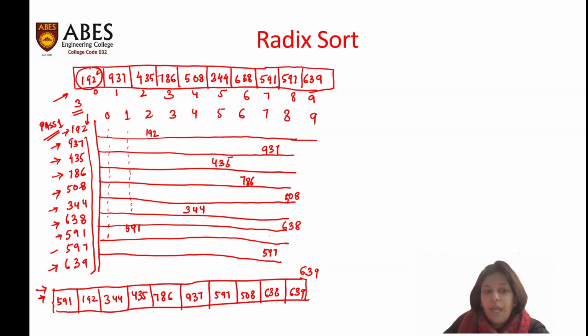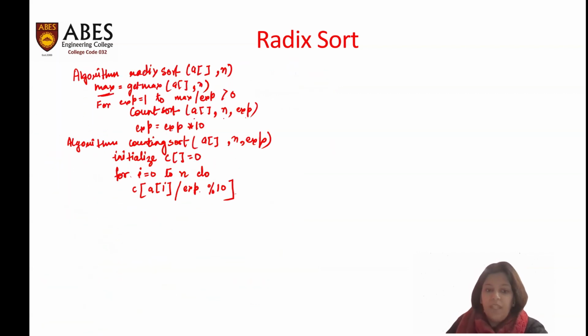What we have to do? We have to increment the counting array whose index is 2. So that now we have come to know that there is one number with the value 2 at the ones place, right? In this way, for each number of the input array, we are going to increment the counting array.